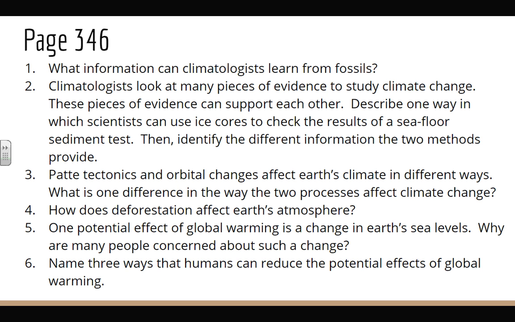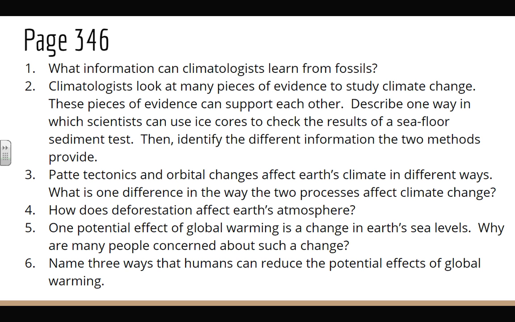Question number 1. Answer can be found on page 341. Pollen types, leaf shapes, physical features of animals. Again, pollen types, leaf shapes, and physical features of animals.